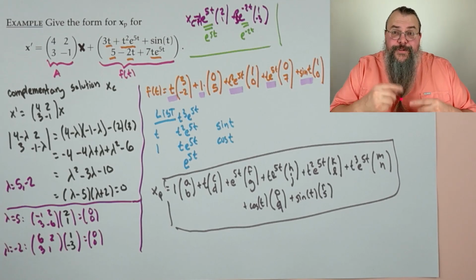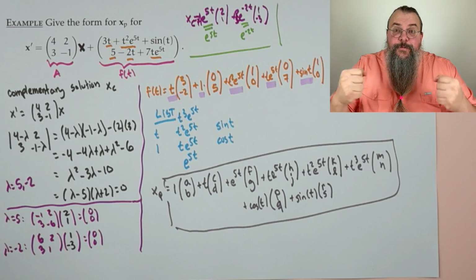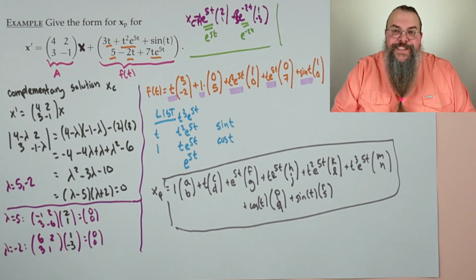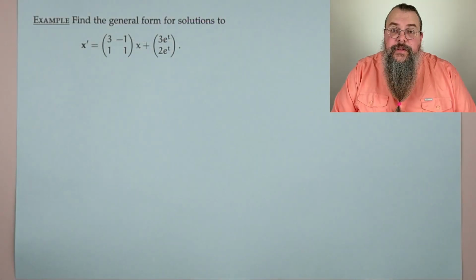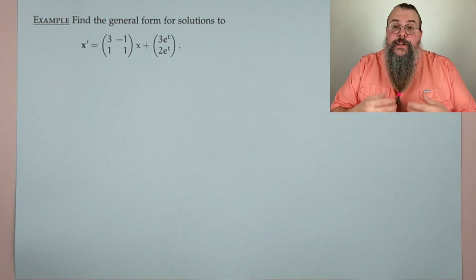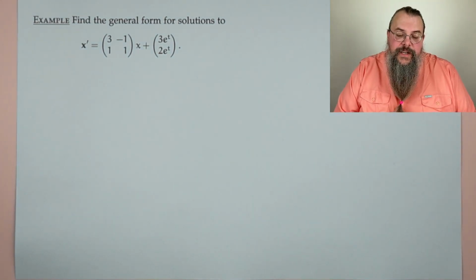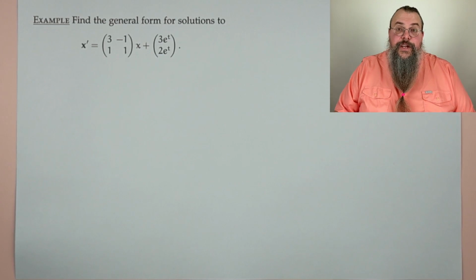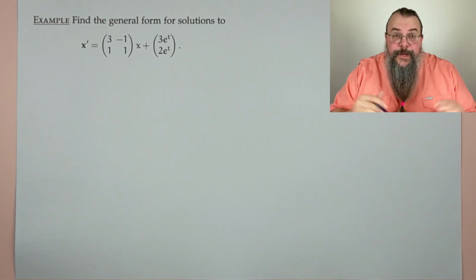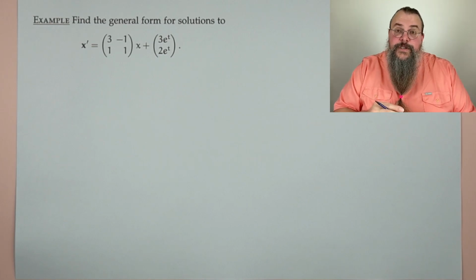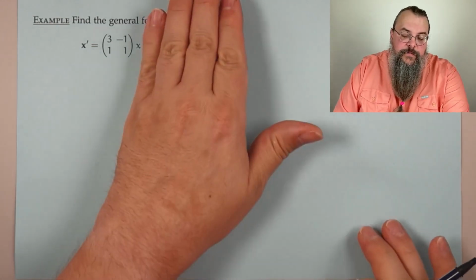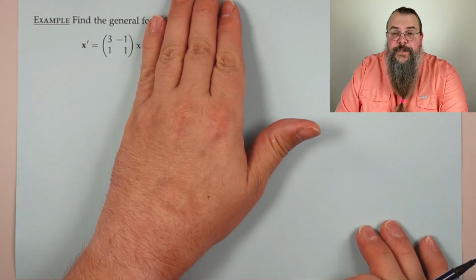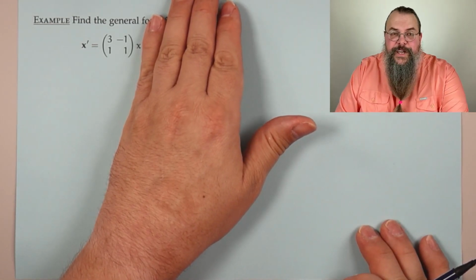All right, we should probably do some more. So let's go for it. More work, more examples. So in this example, we're asked to find the general form for solutions to x prime equals the matrix [3, -1; 1, 1] x plus [3e^t; 2e^t]. Okay, so general form says we've got to find everything. First thing is the homogeneous part. When you have a non-homogeneous equation, the first thing is the homogeneous one. Got to work that through.